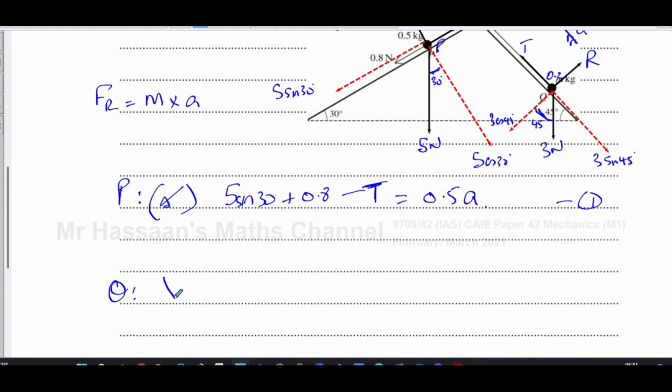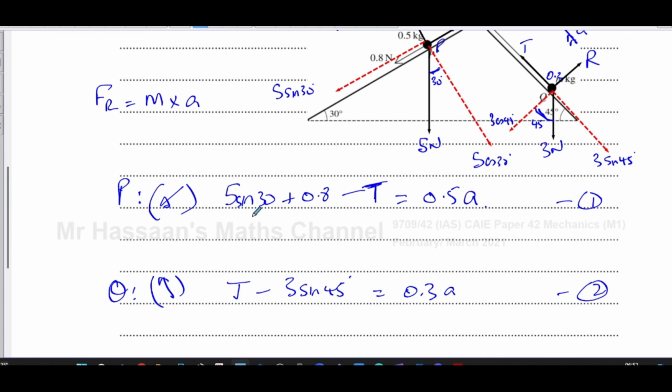I'm going to resolve taking up the plane as positive because it's moving upwards. So if you look at the forces acting on Q in that direction, you're going to have T acting up, and down is only 3 sine 45, so it's minus 3 sine 45 because that's acting down, is equal to mass, which is 0.3 times A. Okay, so those are two equations here, which I can now try to solve.